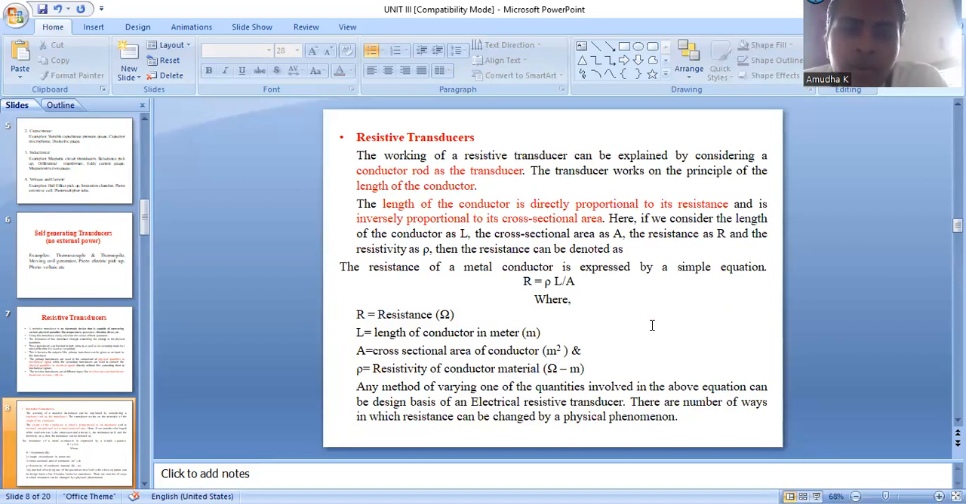In a metal rod, the length of the conductor is expressed by the letter L, in units of meter. A is the cross-sectional area of the conductor or metal rod in meter squared, and rho is the resistivity of the conductor, in ohm meter. Based on these parameters, the resistance value of the conductor is measured. So R is equal to rho L by A.